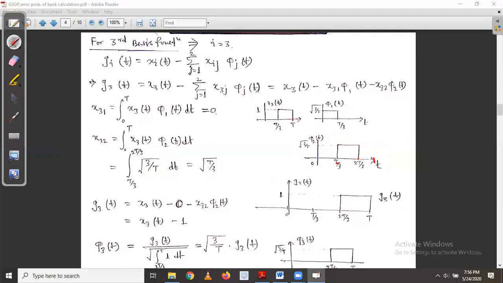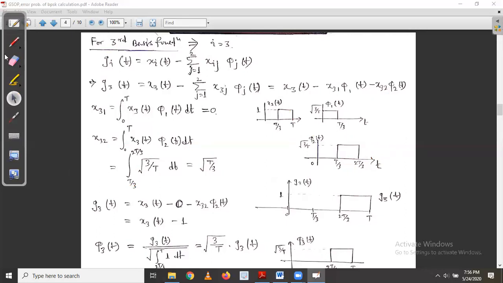So in this range, phi 2 value is this. In this range only, the x3 value is 1, that I have written here. Nothing else is there, that is 1. Multiply these two, we will integrate, and we will have this one. Remember that this range depends on phi 2, this is a function. Very minutely, we have to follow the waveforms. That is the important thing.